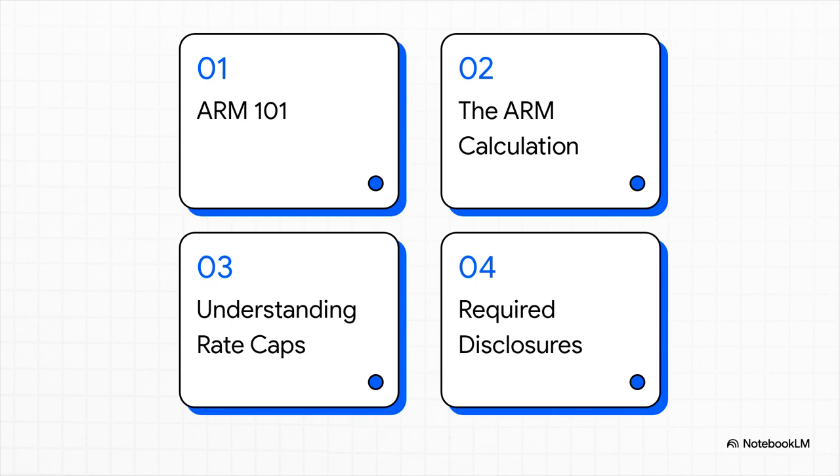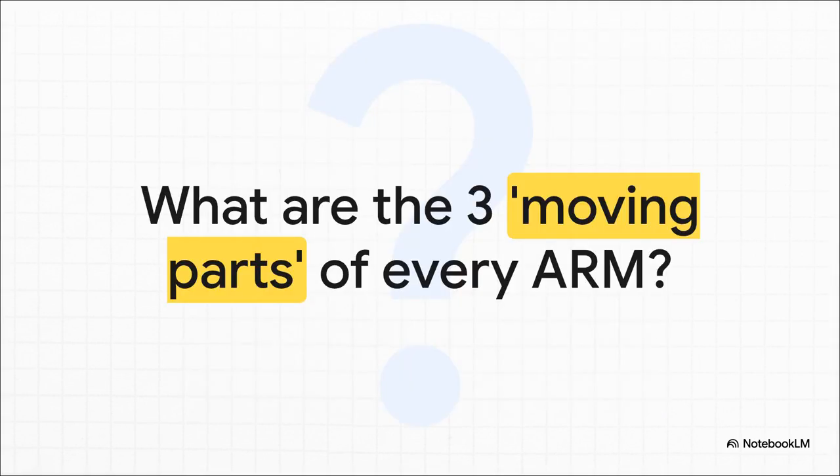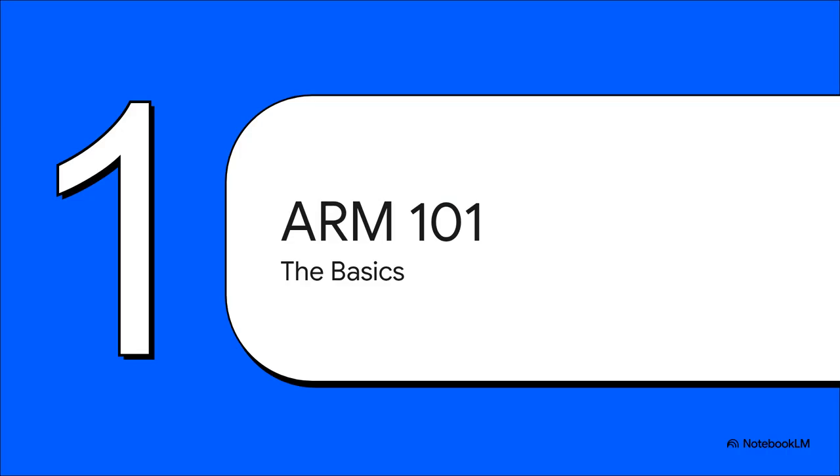Let's jump in. To really get a handle on an ARM, you got to know its core components. You see, every single ARM has three key moving parts that work together to decide how that interest rate changes. And by the time we're done here, you'll be able to name all three and explain exactly how they fit together. Okay, Section 1, Adjustable Rate Mortgages 101.